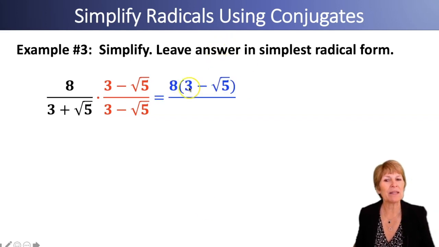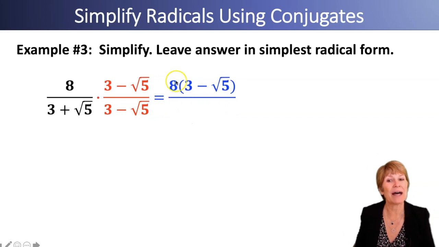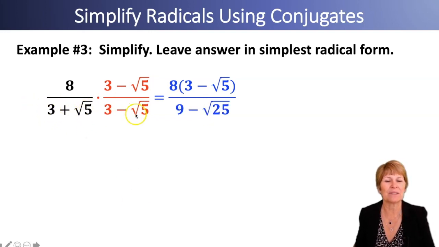Now, when I multiply the numerator, I am not going to distribute that 8. The reason being, I'm going to end up with an integer in the denominator. It's possible that that will reduce down. So let's see what happens. In the denominator, we have our 3 times 3, which is 9, and the square root of 5 times negative square root of 5 is negative square root of 25. Our middle terms canceled, negative square root of 15 and positive square root of 15.